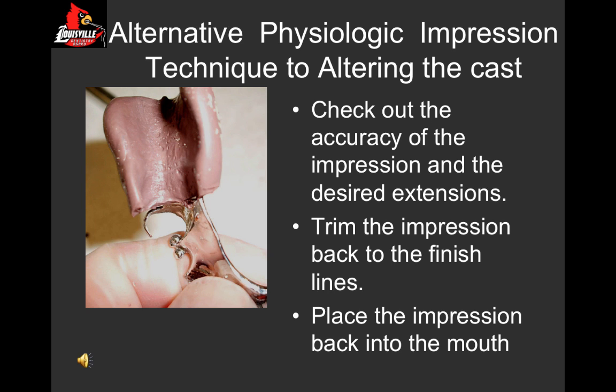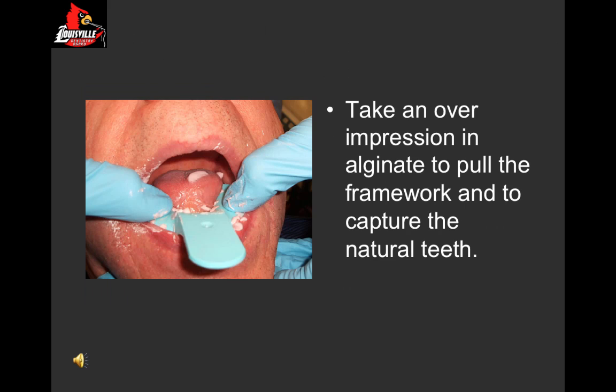Then the next step will be to take an impression over the top of this while it's in the mouth. You're now going to be taking an impression over the complex that you have already in the mouth, and you'll be using a regular tray with alginate to pull the framework, and at the same time you will capture the impression of the natural teeth in the same complex.